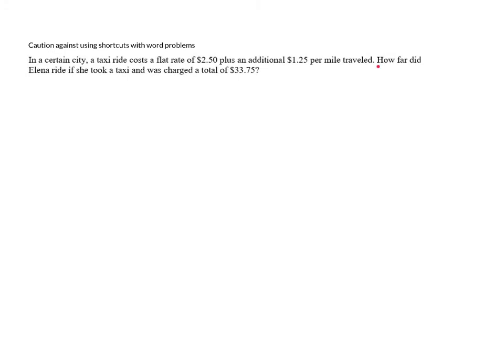So we're asked, how far did Elena ride? So that's going to be our variable x. Let the distance Elena rode be x. And that's Elena with an E, not Elena with an A. Not that it's a real Elena, so it doesn't matter. So that's the only thing that we're asked to find. So that's going to be our only let statement.